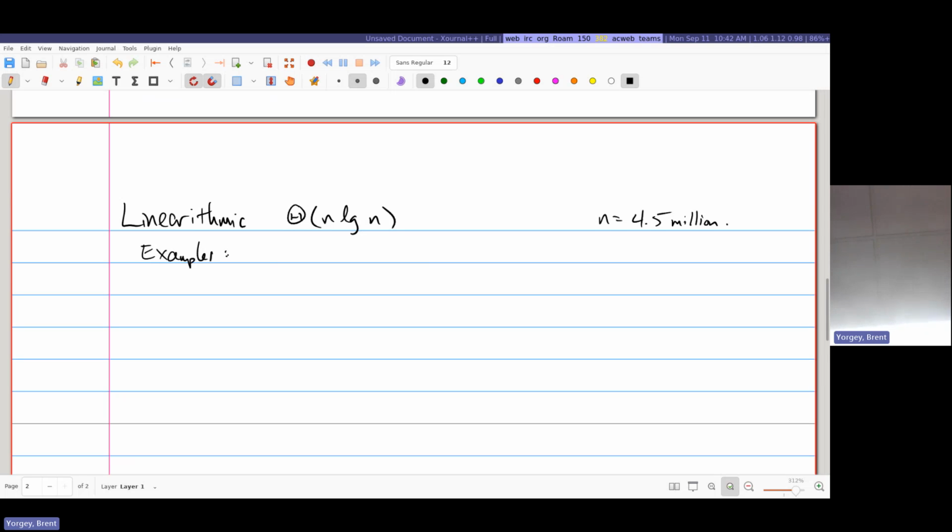So what are some examples of things that run in n log n time? Anyone? There's that sorting algorithm that runs... Yeah, which one? Insertion sort, maybe? Insertion sort does not run in n log n time. Merge sort, yeah, quick sort, merge sort.